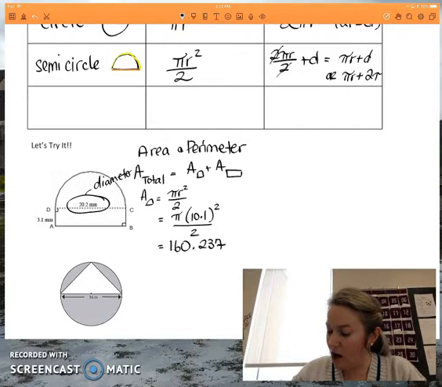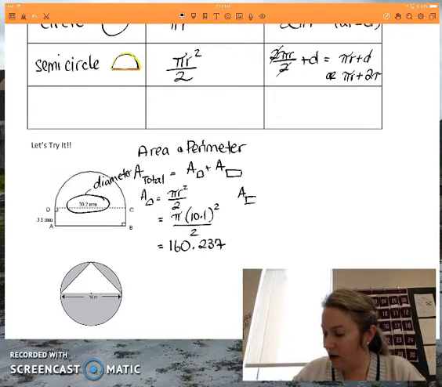So I have the area of the semicircle. Now I'm going to do the area of the rectangle, which we know is just length times width. In this case, the length is 20.2 and the width is 3.1.